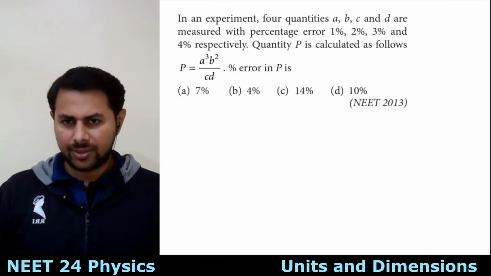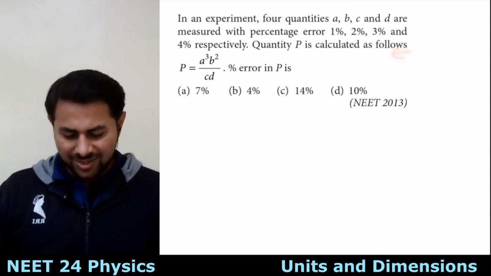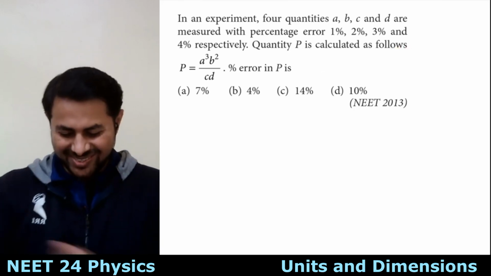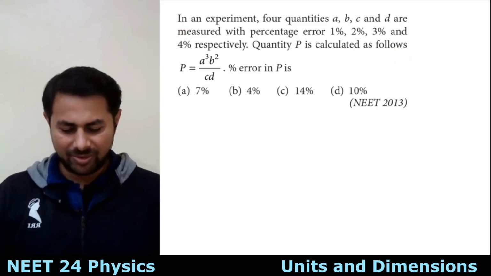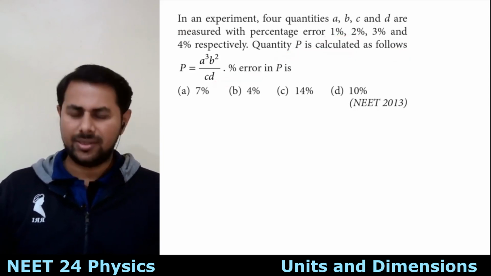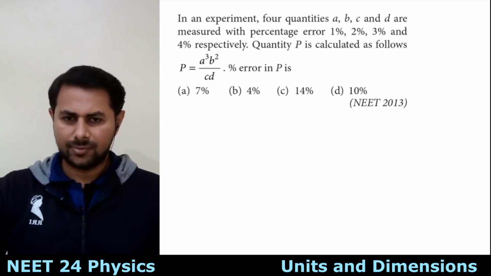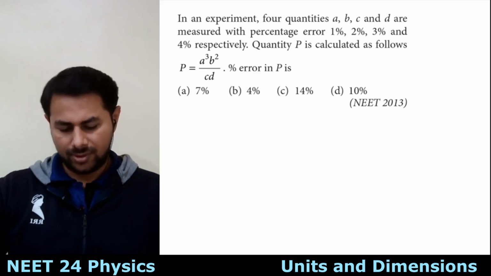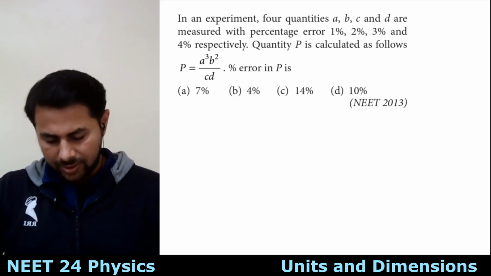Okay, let's see this one. All right, good. So first of all, if there is a question like this, get happy. In an experiment, 4 quantities A, B, C and D are measured with percentage error 1%, 2%, 3% and 4%. The quantity P is calculated as follows. The percentage error in P is, tell me. Three times 1%, 2 times 2%. Option C, everyone? Good. So it's option C.